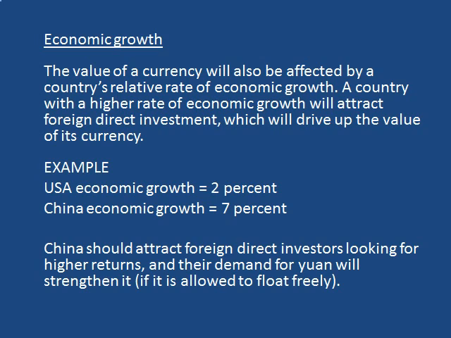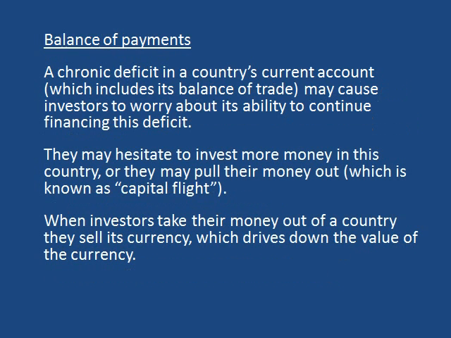A country with a higher rate of economic growth will attract foreign direct investment, which will drive up the value of its currency. For example, if the USA has an economic growth rate of 2% and China has an economic growth rate of 7%, China should attract foreign direct investors looking for higher returns, and their demand for yuan will strengthen it if it is allowed to float freely.